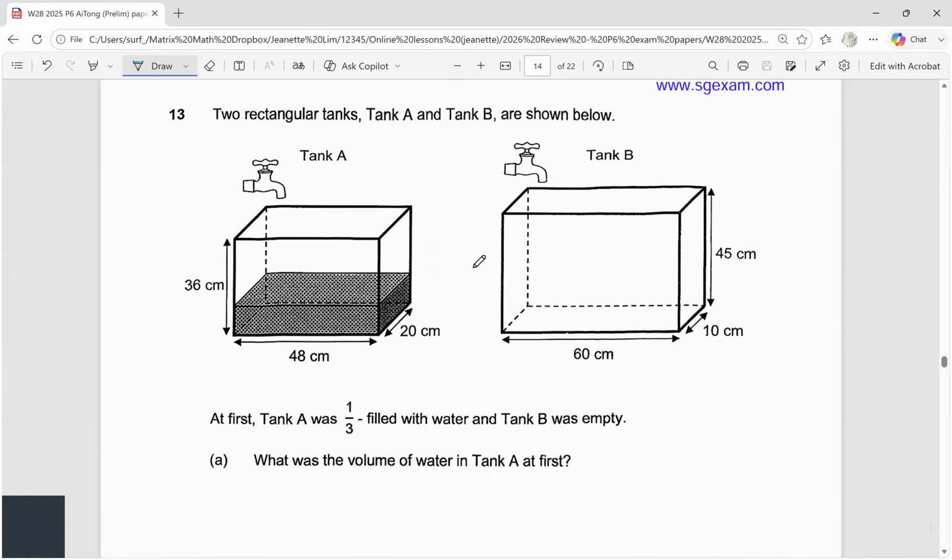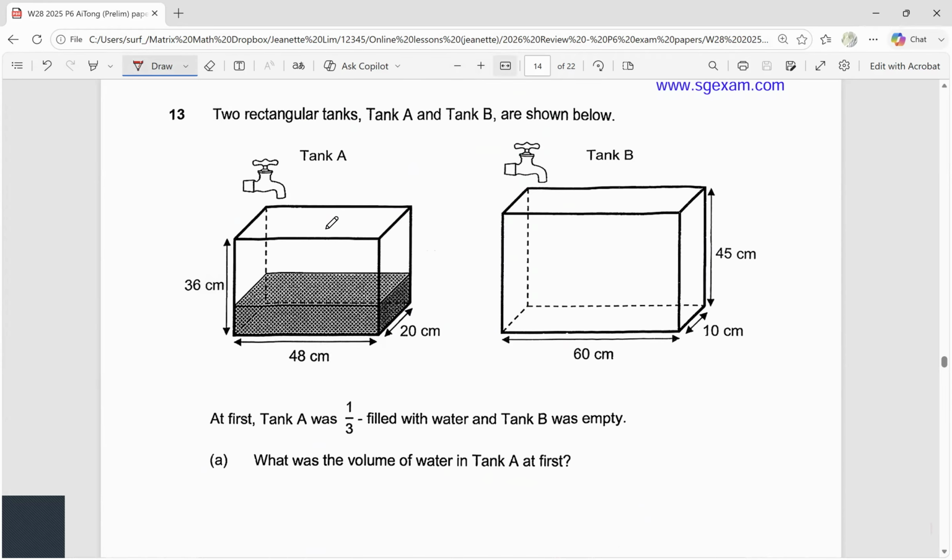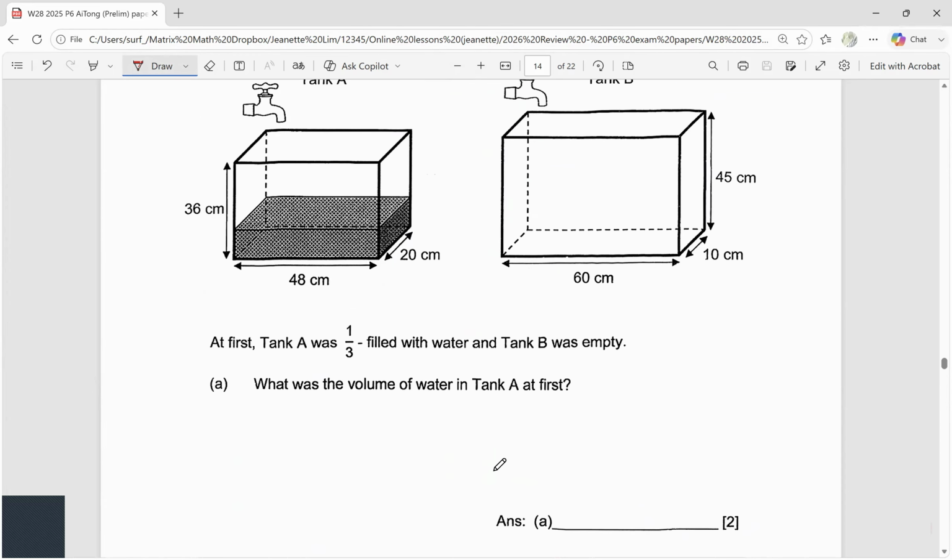Question 13. Okay, we have two rectangular tanks A and B. A was 1/3 filled at first and B is empty. What's the volume of water in A at first? Okay, so just take 1/3 times length times breadth times height. 11,520 units will be cubic cm.